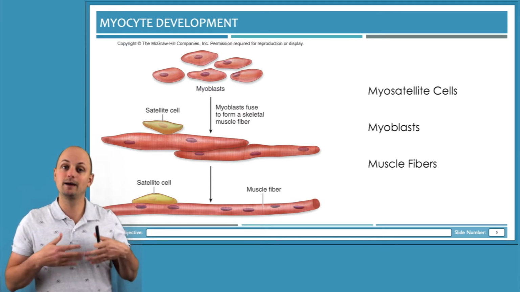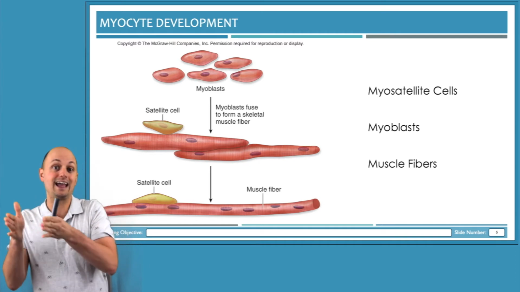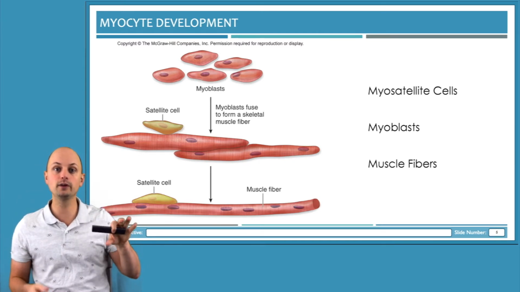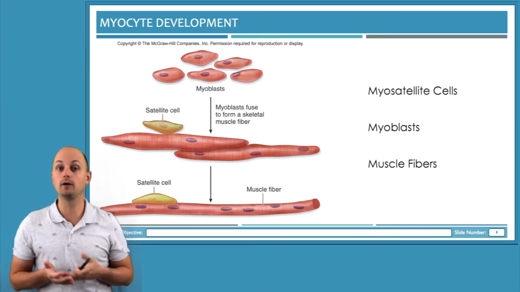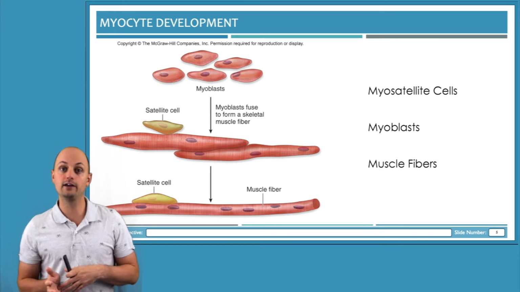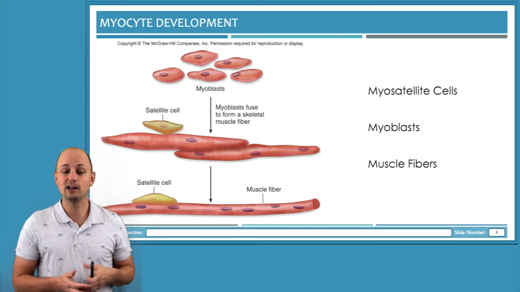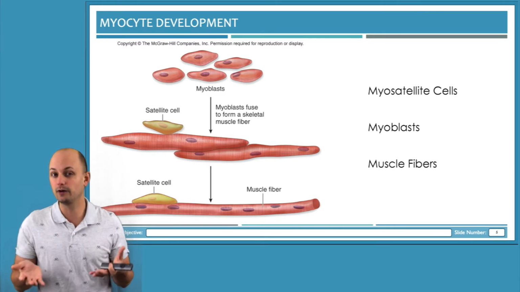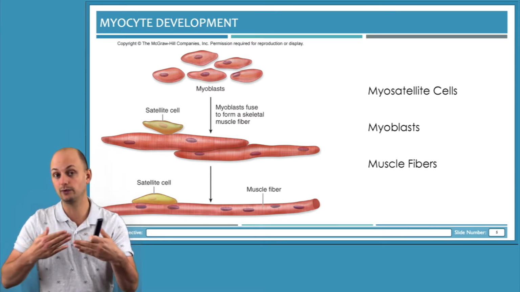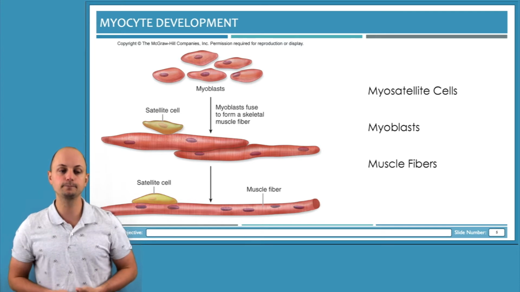But as this maturation process continues, these tiny myoblasts line up next to each other end to end, and they form a tube-like structure that's ultimately going to become a mature muscle cell. Mature muscle cells are also known as myocytes and are also known as muscle fibers. In fact, one of the more confusing things about muscle is that people tend to use these three terms interchangeably because they all refer to the exact same thing.